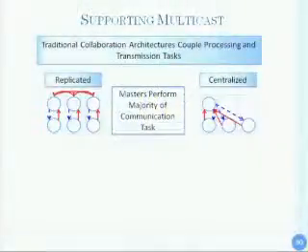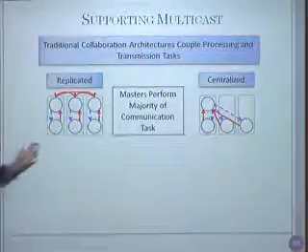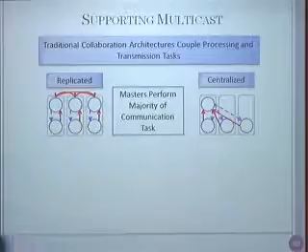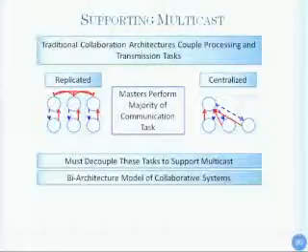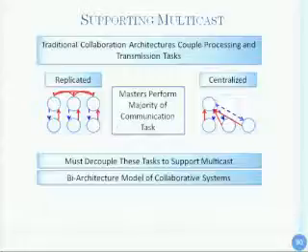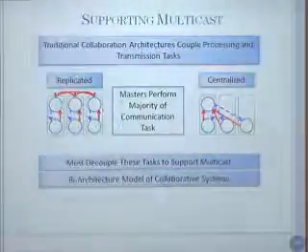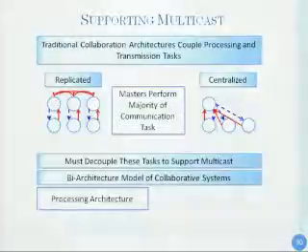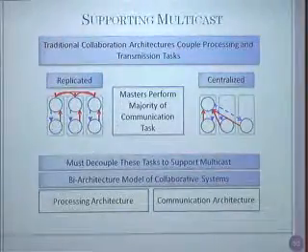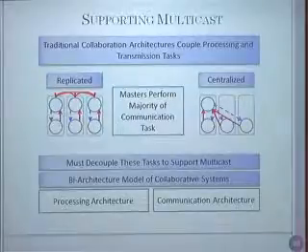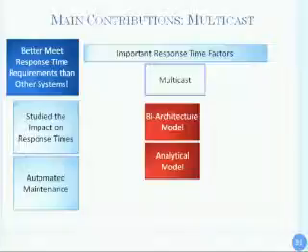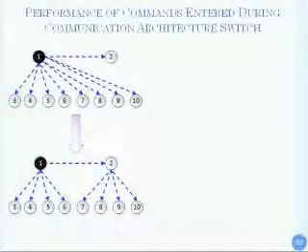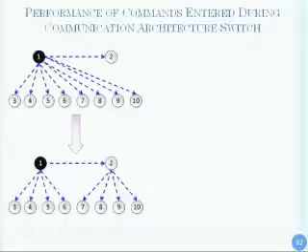Unfortunately, traditional collaboration architectures couple the transmission and processing tasks. Remember, the masters pretty much perform all of the communication. So we have to basically decouple these tasks in order to support multicast, and I did that in what I call the bi-architecture model of collaborative systems, in which the processing architecture dictates the processing tasks the computer must carry out, and the communication architecture dictates the transmission tasks that each computer must carry out. I'm not going to go too much into the results, but let me show you that there's an interesting issue that happens with the self-optimizing system when it switches architectures.